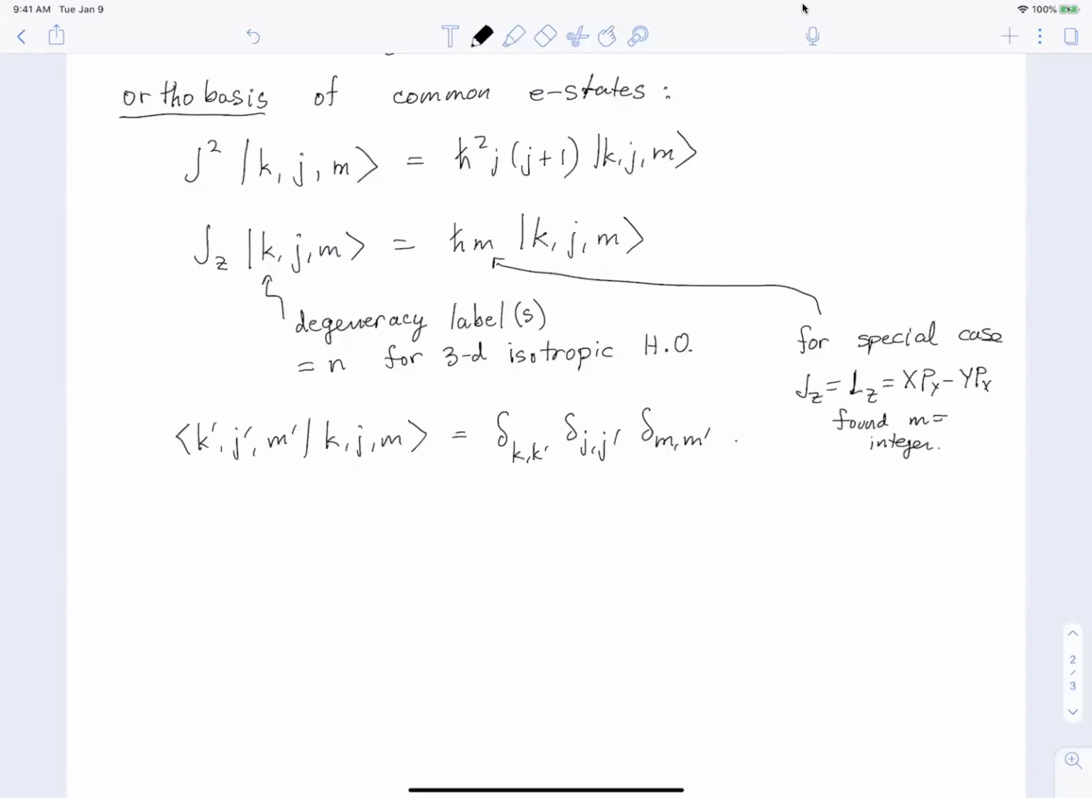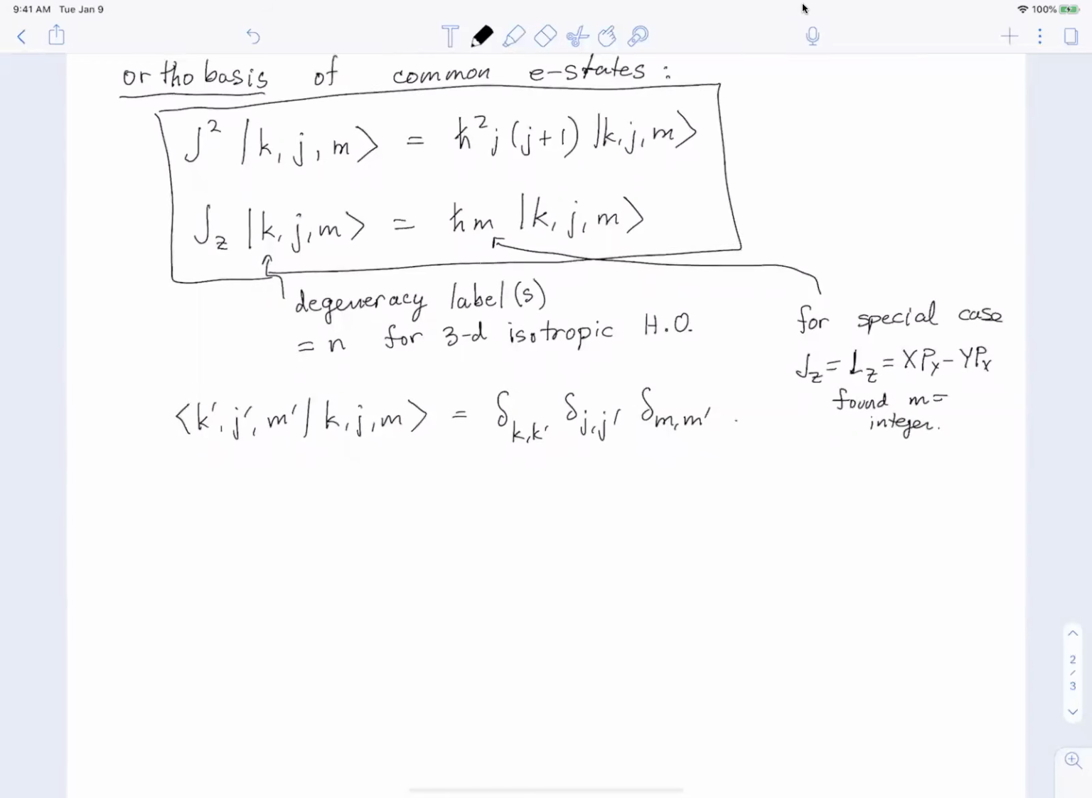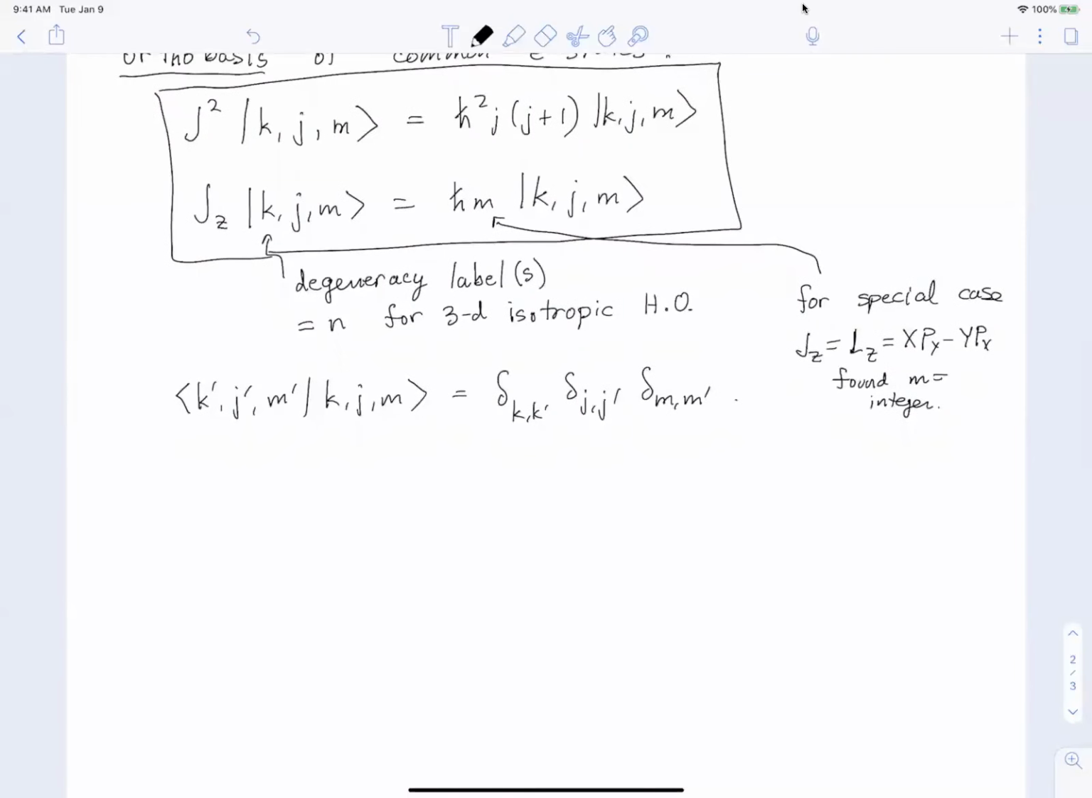But today we don't want to assume that because, again, we don't want to commit if we don't have to. Okay, so now this is the eigenvalue problem that we're trying to solve. We're trying to find simultaneous eigenstates of J squared and J sub z. And so we can ask the question more generally than orbital angular momentum: what J and M's are allowed?